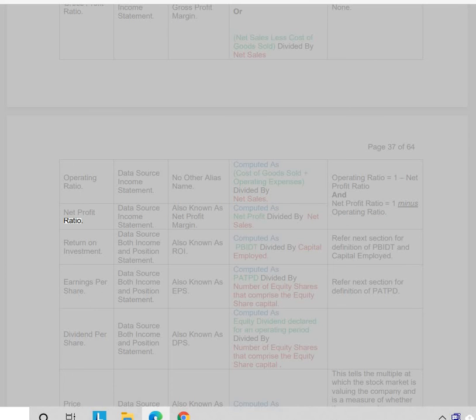Net profit ratio. Data source: income statement. Also known as net profit margin. Computed as net profit divided by net sales. Return on investment. Data source: both income and position statement. Also known as ROI. Computed as EBIT divided by capital employed. Refer to the next section for the definition of EBIT and capital employed.